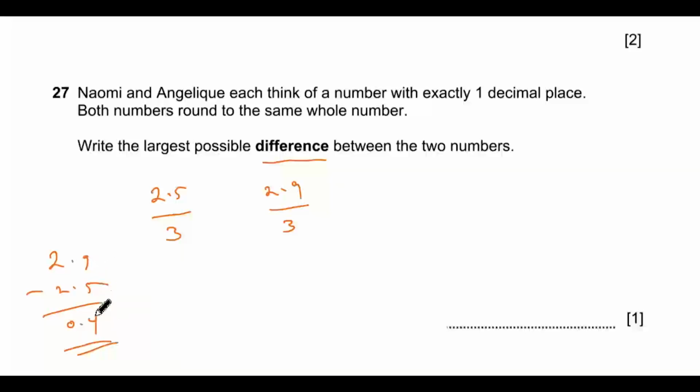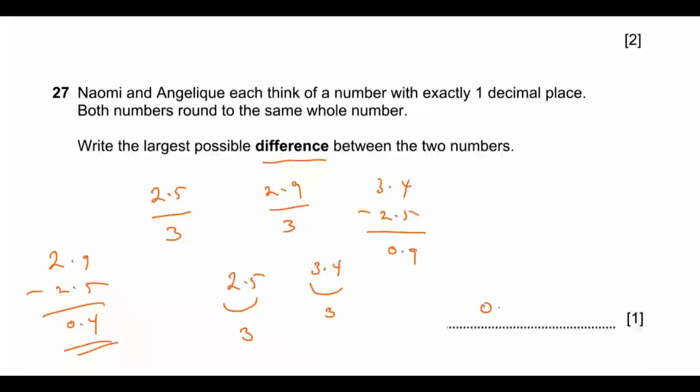Of course, this is not the highest possible difference you will get. If you pick 2.5 again, now let's go to a whole number greater than these two, that is 3. So that will be 3.4, which rounds to 3. You round up this one to 3, and you round off the other to 3. If you do 3.4 subtract 2.5, this will give you 0.9.